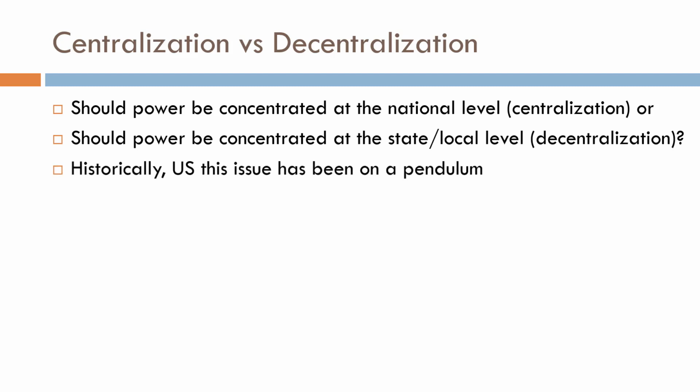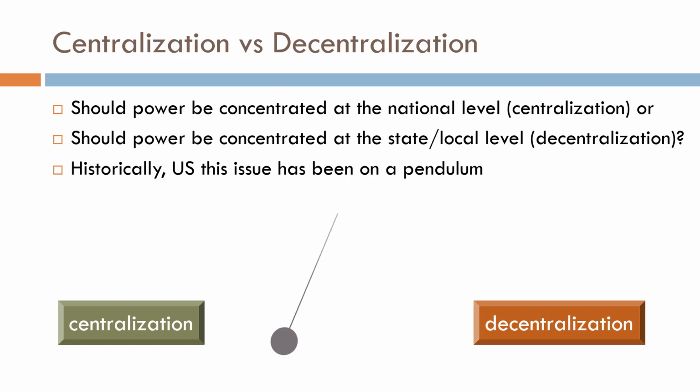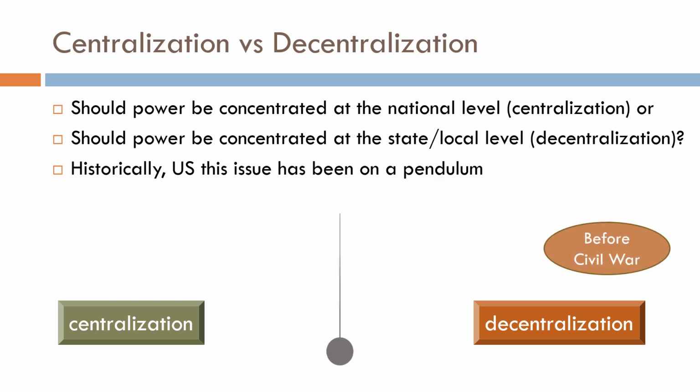What I meant to say is historically in the U.S., this issue has been somewhat of a pendulum. So if you could imagine a pendulum swinging, it's swinging between centralization and decentralization. And in the United States, era after era, we've kind of gone back and forth between these two types of authority. So, for example, before the Civil War, we had a lot of decentralization.